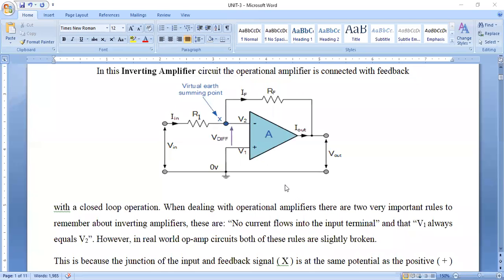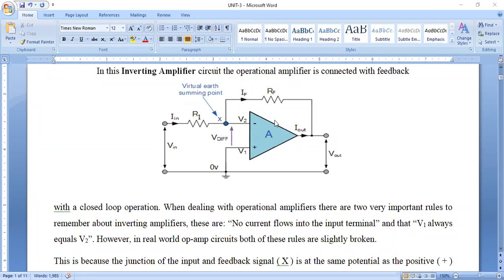If we do the mathematical analysis of this operational amplifier, we are assuming that the operational amplifier we are discussing is an ideal operational amplifier. It has a very high input impedance and the gain is infinite.